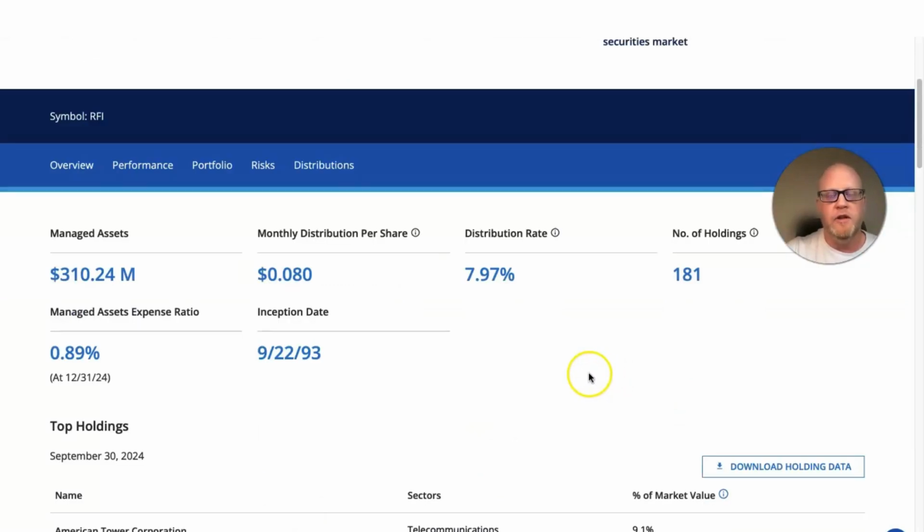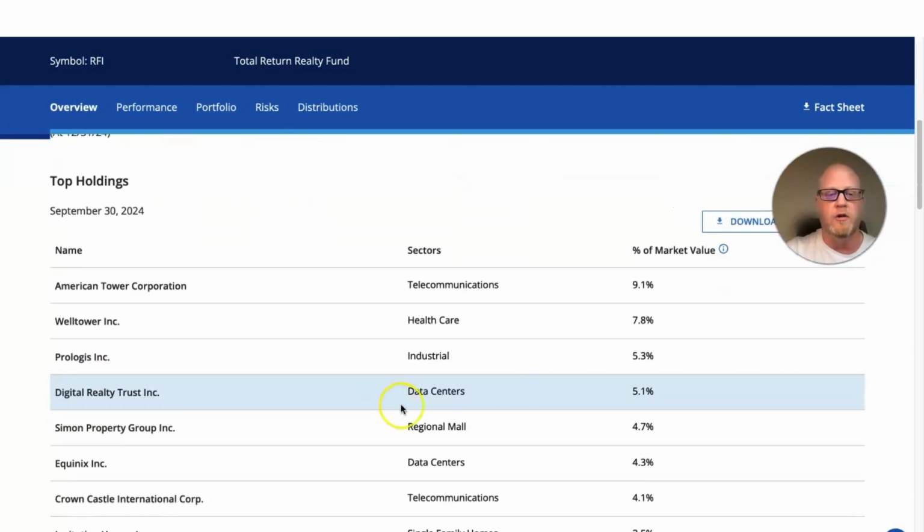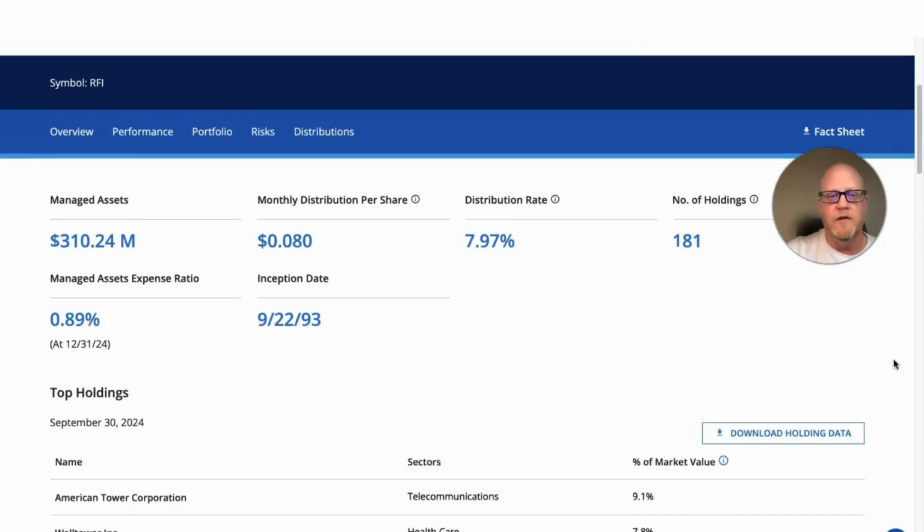So this one has a monthly fixed distribution of 8 cents per share, which gives them a distribution rate of right around 8%. And it holds 181 different companies, charges 0.89%, so a little bit lower than the previous ones, and it's been around since 1993. So the data here on the top holdings is a little old, but as you can see at that time, it had all the who's who of real estate companies, so American Tower, Welltower, Prologis, Digital Realty, Simon Property Group, all the ones you would expect from a real estate related investment.